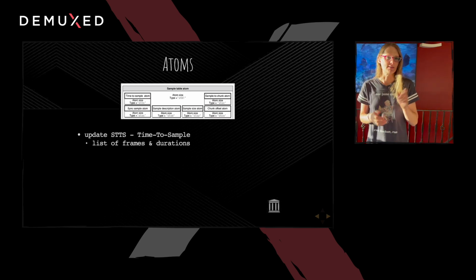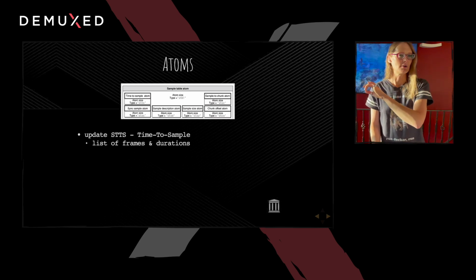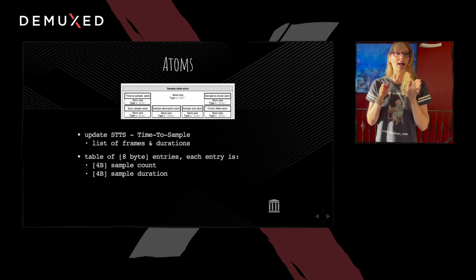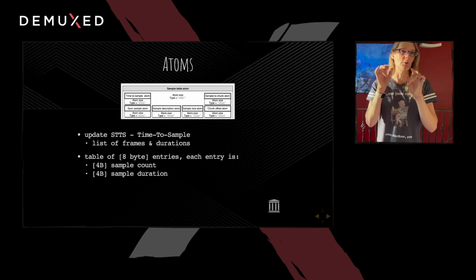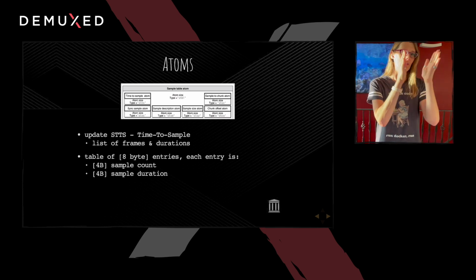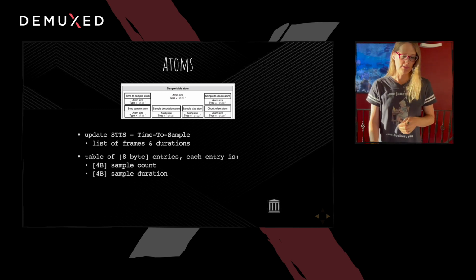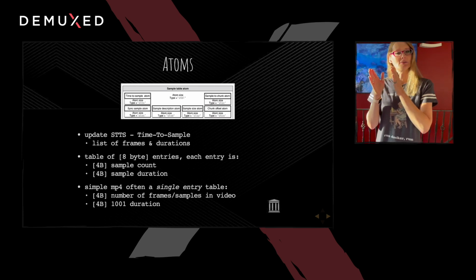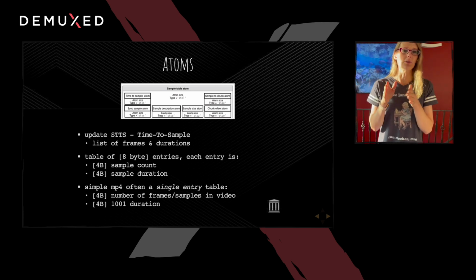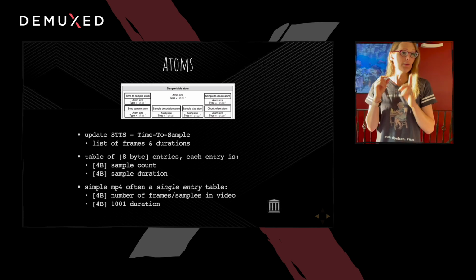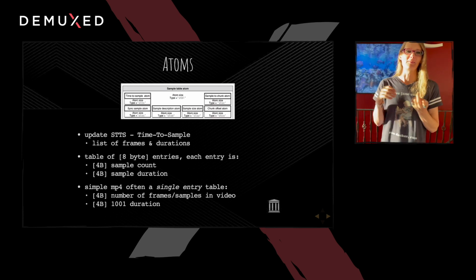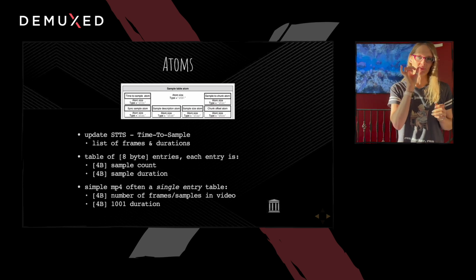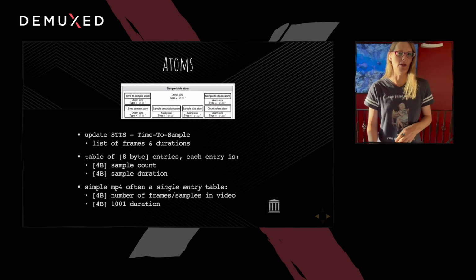So again, that time to sample is a list of frames and durations, technically speaking. And that's a table of 8 bytes where every single entry is 4 bytes for the number of frames that have this duration. So that sounds a little more complicated, which it is. But what that means in practice is, for a simple MP4, you generally have a single entry table where you have 4 bytes, which is the number of total frames in the video, and then just the duration of 1001, because most of the time that's what you're using.